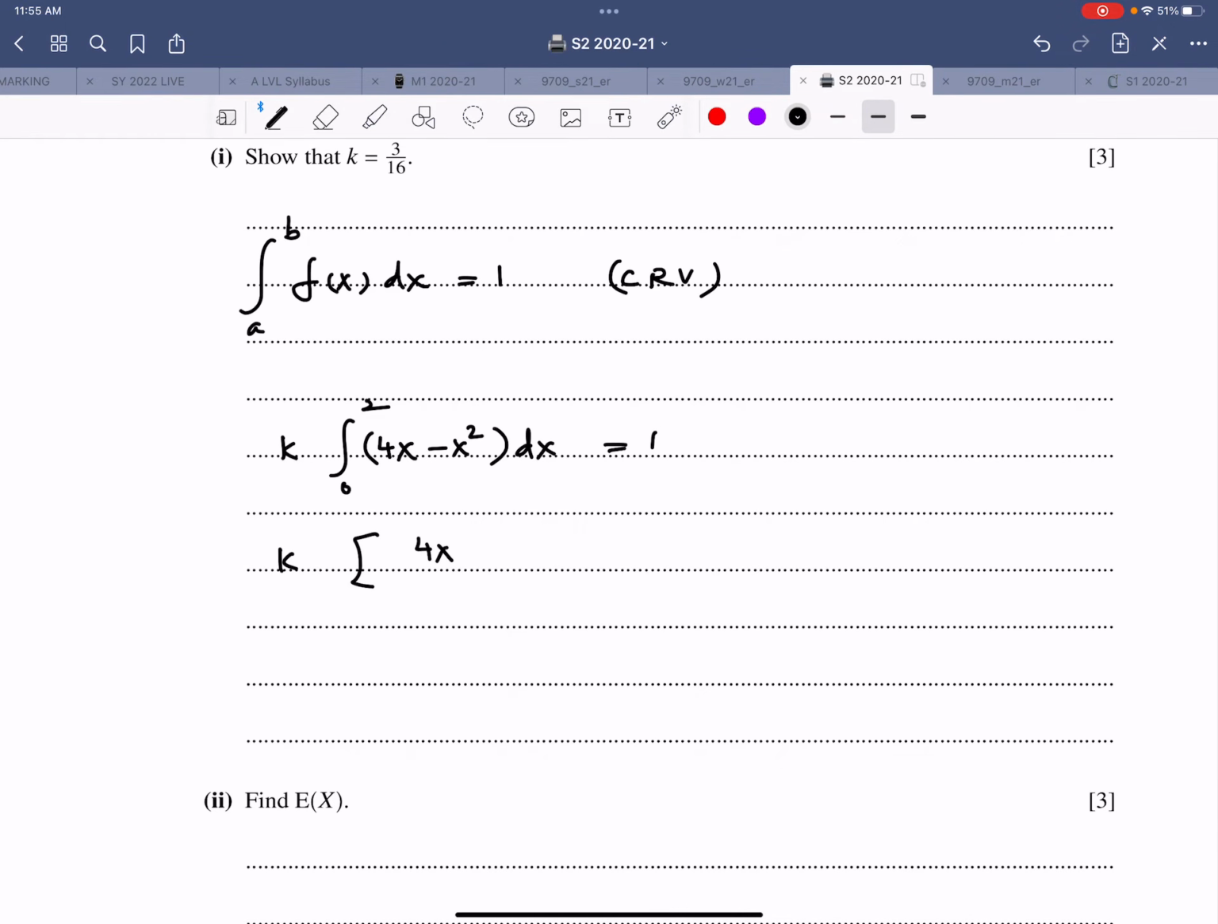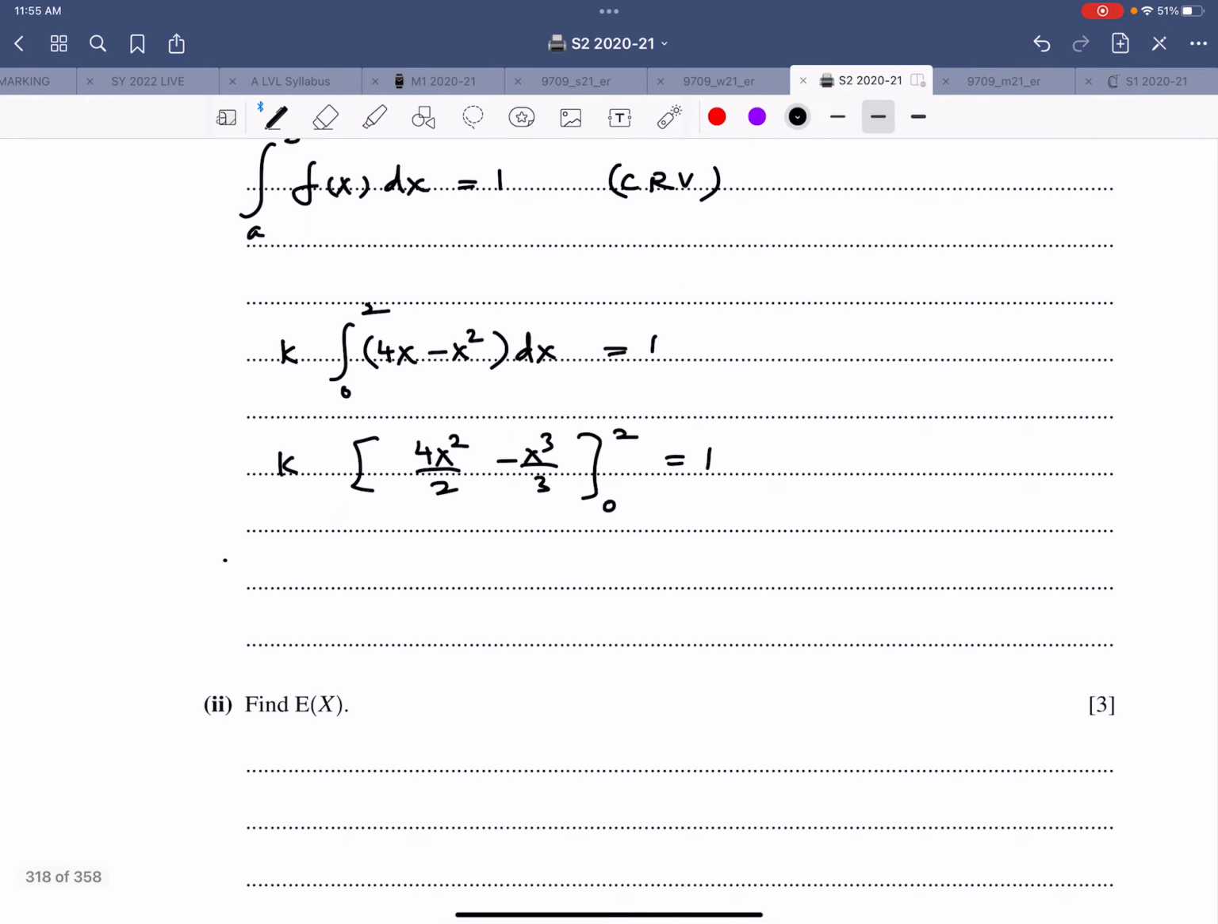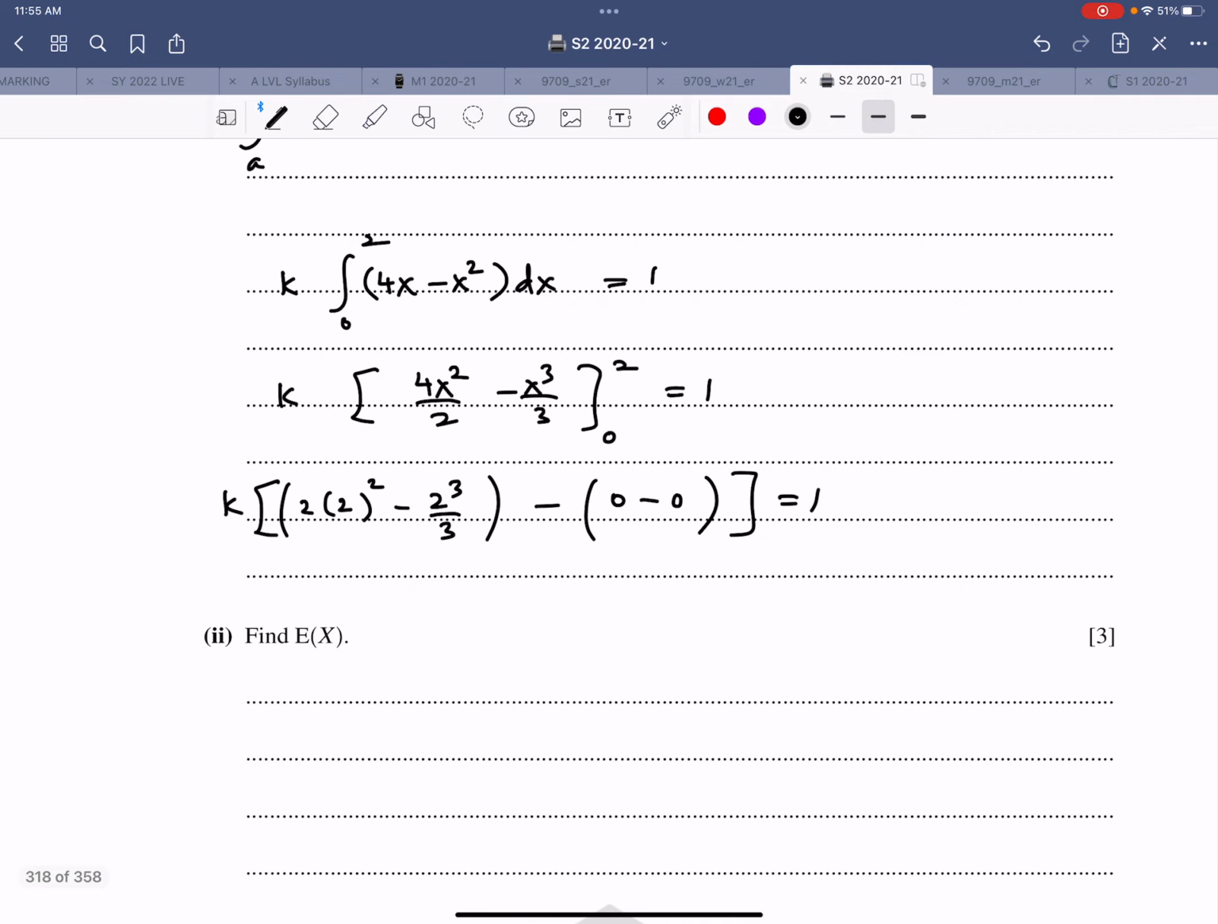4x square over 2 minus x cube over 3 between the limits 0 and 2, and that is equaling 1. So I feel like doing the whole thing. That is k. So 2 into 2 square minus 2 cube over 3, and this is 0 minus 0 equals 1. So 2 square is 4, 2 fours are 8, 8 minus 8 over 3. So 8 minus 8 over 3 multiplied by k equals 1.